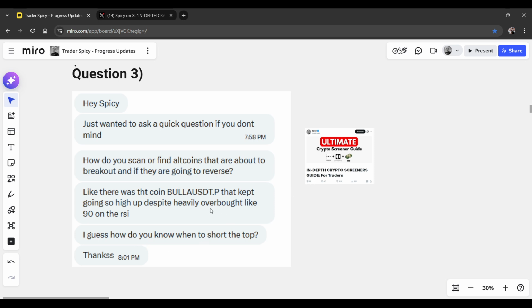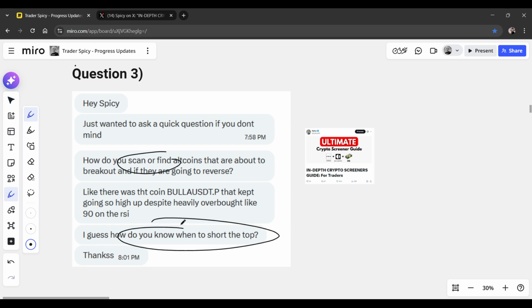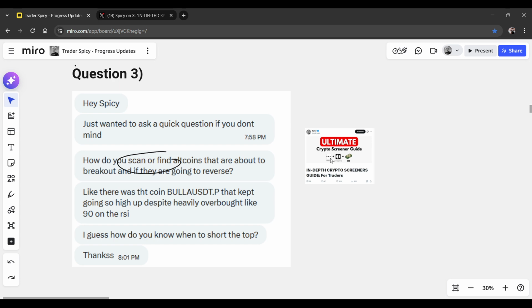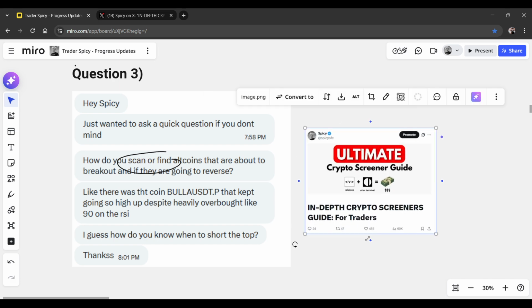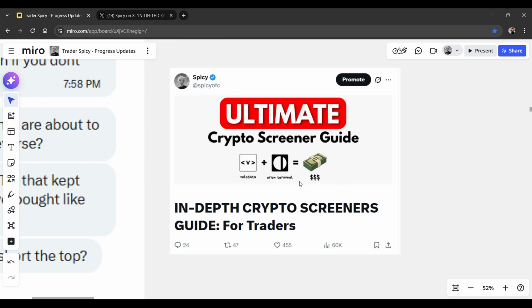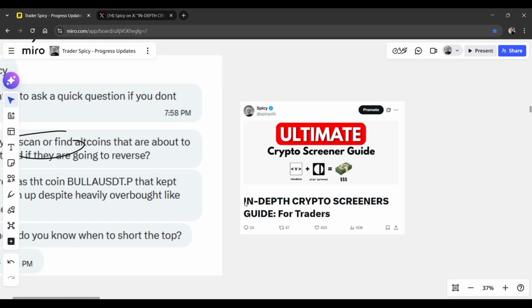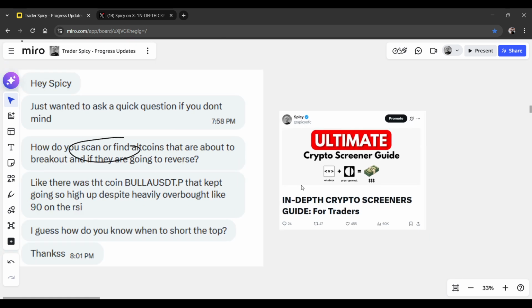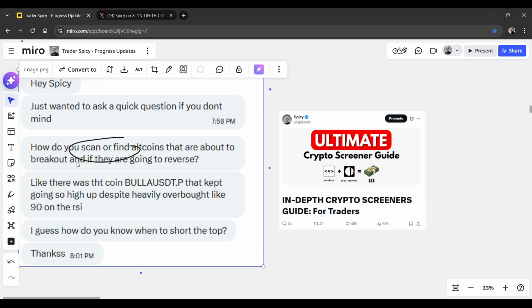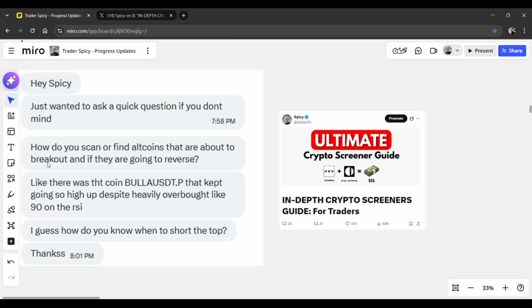Thanks. Okay, so I'll cover two things. The first one is scanning, and then the second one is shorting the top. Luckily with scanners, I have an entire article where I go really in depth with how I scan or find altcoins which I think are going to break out because they are in a trending environment, or they're going to reverse because they are in a choppy environment.